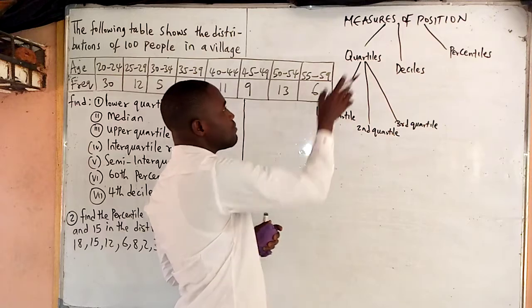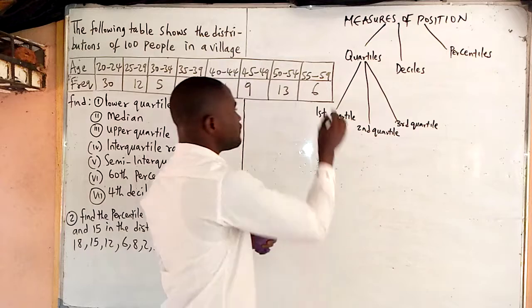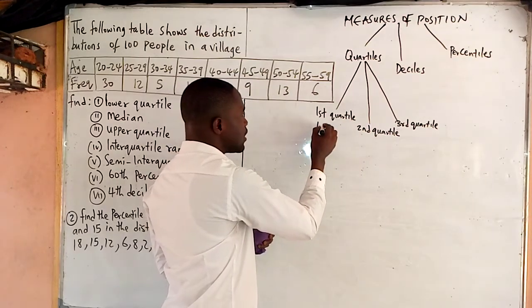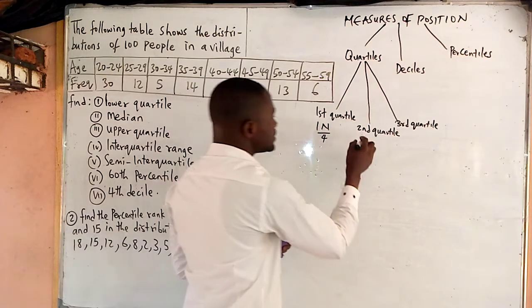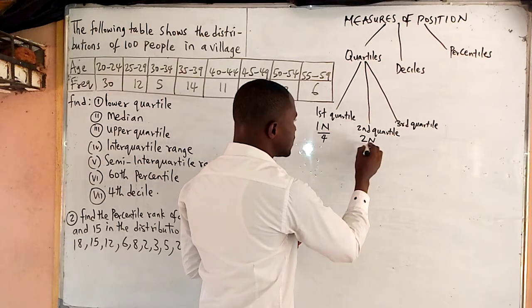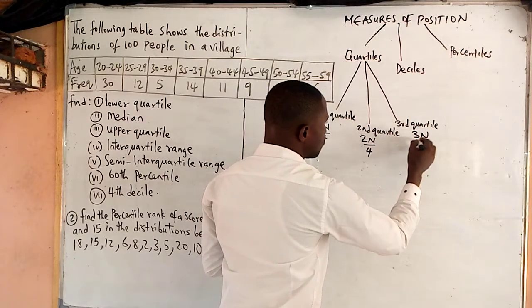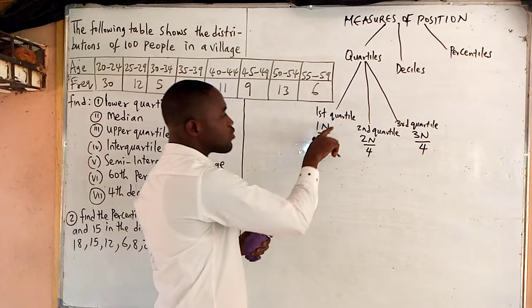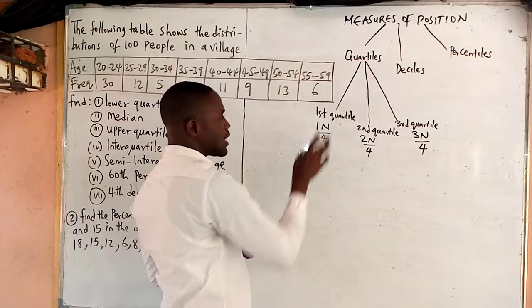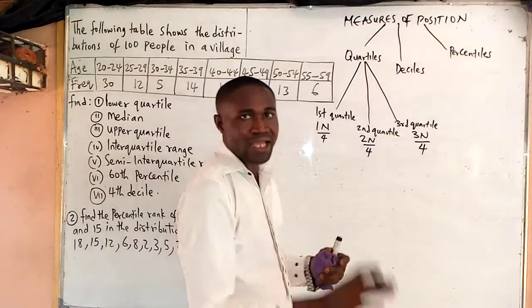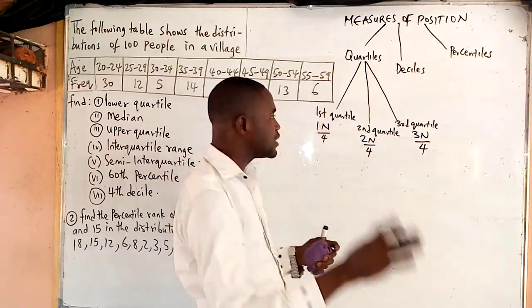Now, what does quartile mean? Quartile simply means divide the frequency by 4. So first quartile means 1n over 4. Second quartile means 2n over 4. Third quartile means 3n over 4. So divide the frequency by 4. Dividing the total frequency by 4 means quartile. So 10th quartile, 10n over 4. 100th quartile, 100n over 4 to infinity.